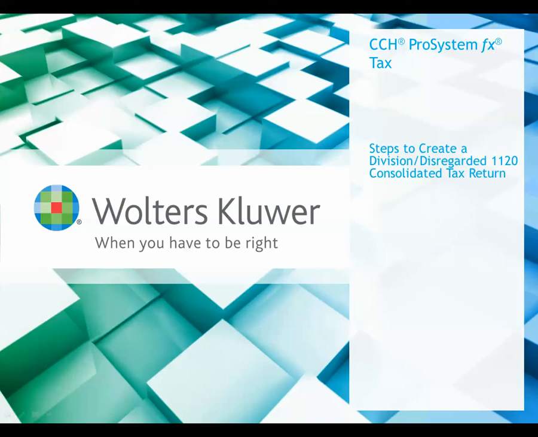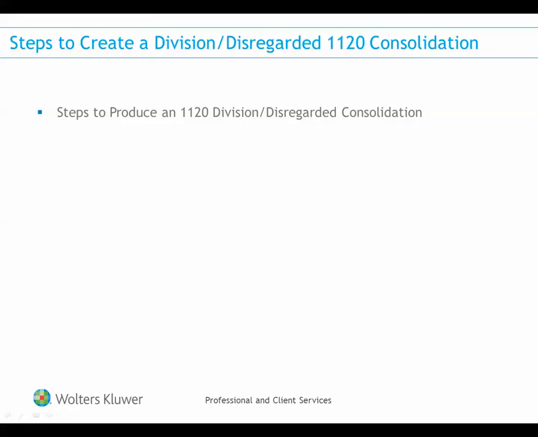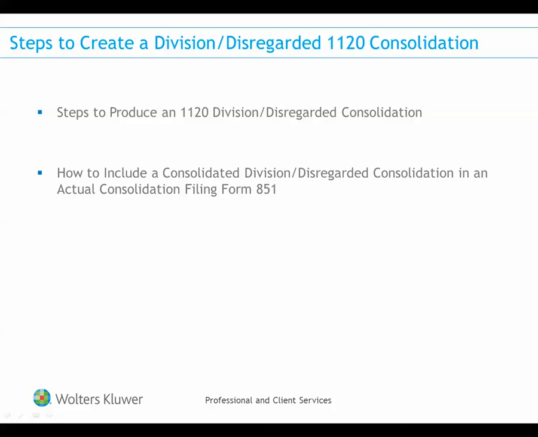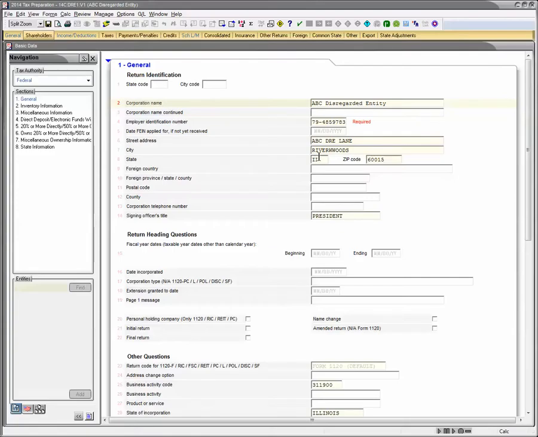Thank you for watching this video on the steps to create a division or a disregarded entity's 1120 consolidated tax return. We'll first cover the required entries to produce a consolidated 1120 return from divisions or disregarded entities that would not file Form 851. We'll then learn how to include the consolidated division or disregarded entity's tax return into an actual consolidated tax return that will file Form 851 affiliation schedule.